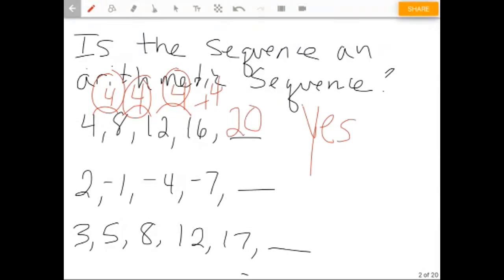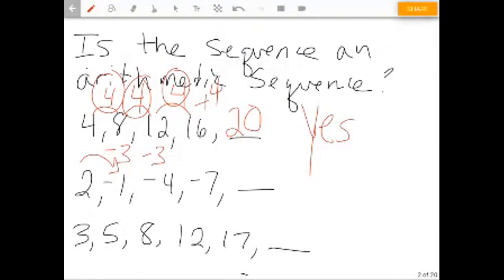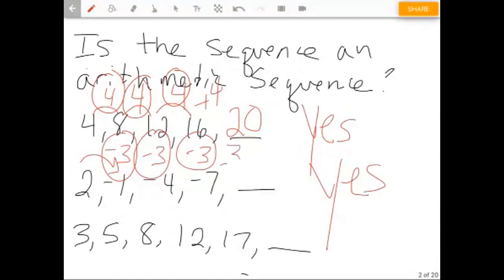All right, another example. 2, -1, -4, -7. To get from 2 to -1, you would subtract 3. -1 to -4, you'd subtract 3. -4 to -7, you'd subtract 3. So the difference is always -3. So yes, this is an arithmetic sequence. To get the next term, we'd subtract 3. So -7 minus 3 is -10.